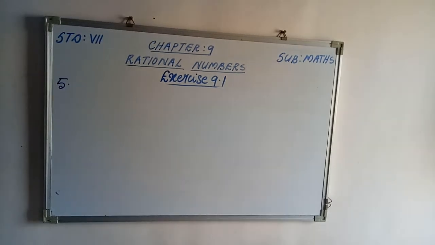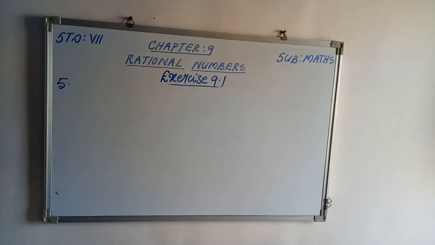Now question 5. There is one number line given. The points P, Q, R, S, T, U, A and B on the number line are such that TR is equal to RS is equal to SU and AP is equal to PQ is equal to QB. Name the rational numbers represented by P, Q, R and S. You have to write the rational number represented by the letters P, Q, R and S.